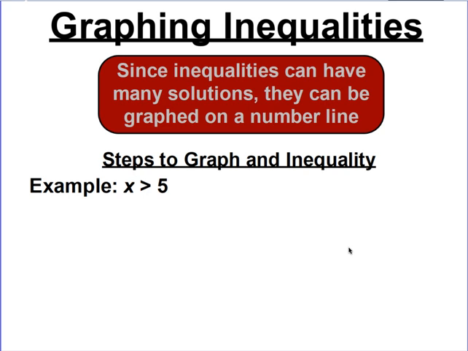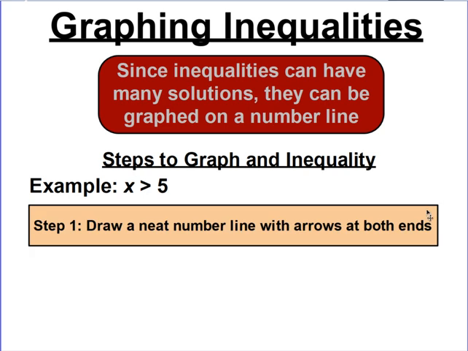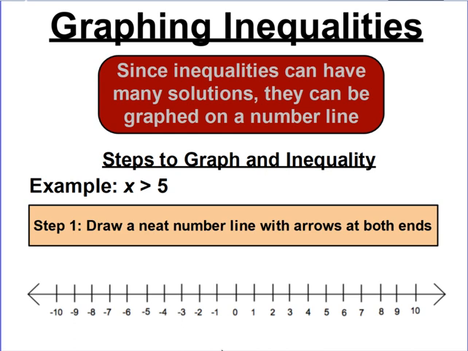Okay, so if we're going to put this on a number line, the first thing we have to do is draw a number line. Okay, so draw a number line with arrows at both ends. The arrows at both ends are important because it shows that the number line continues in both directions forever. Okay, so here's my number line.